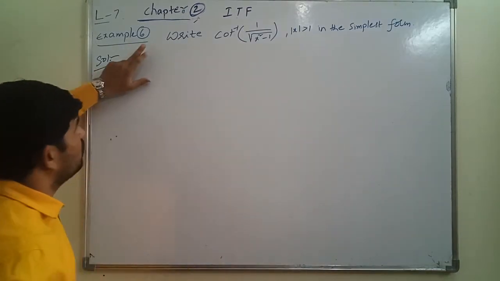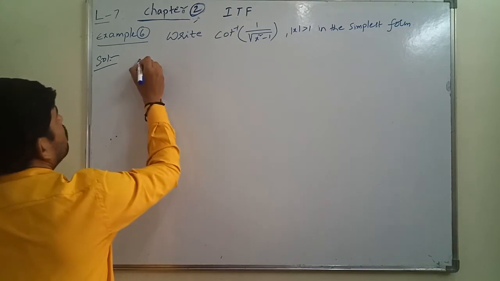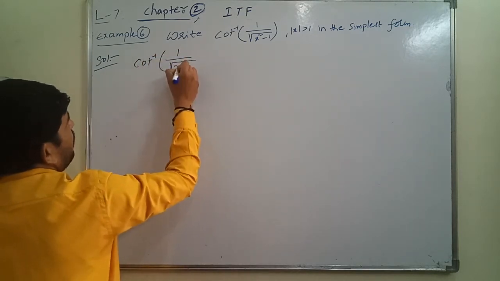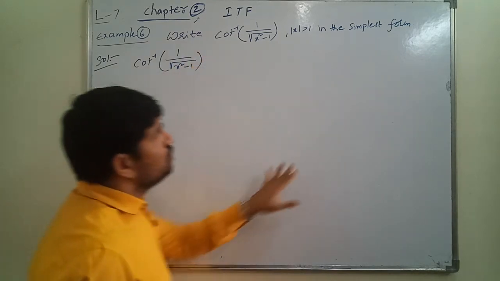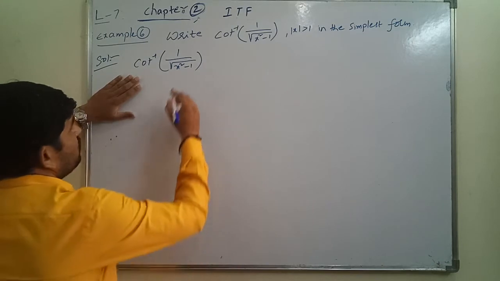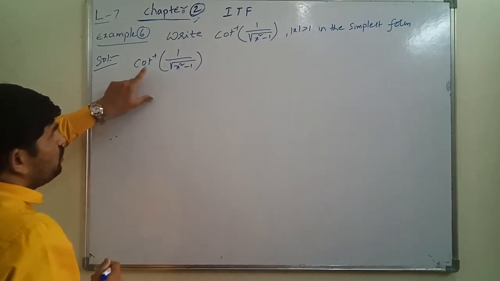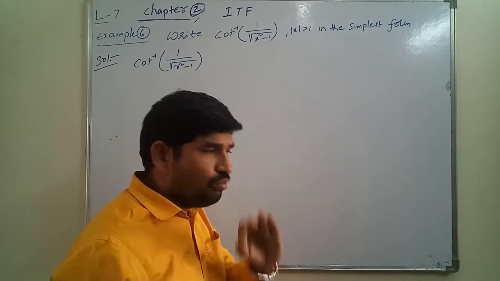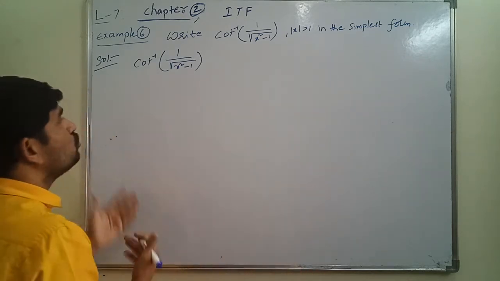This is example 6. We have cot inverse of 1 by under root of x square minus 1, and we have to write it in the simplest form. So how will we write the solution? It is very easy to get the solution, but first we have to know how to get the solution from this.